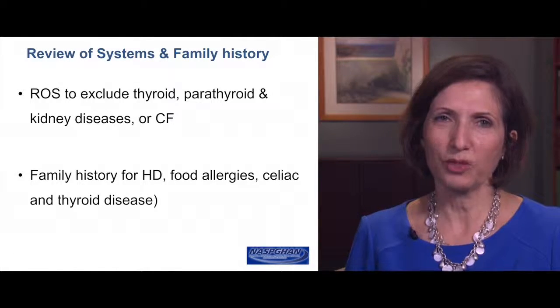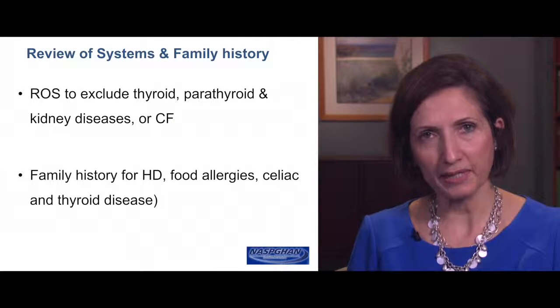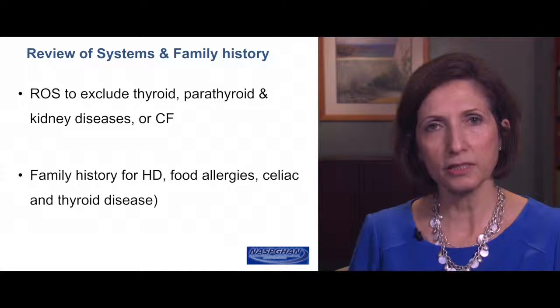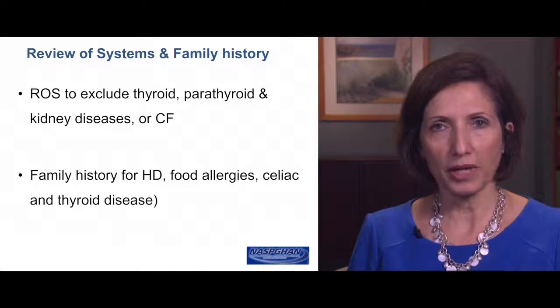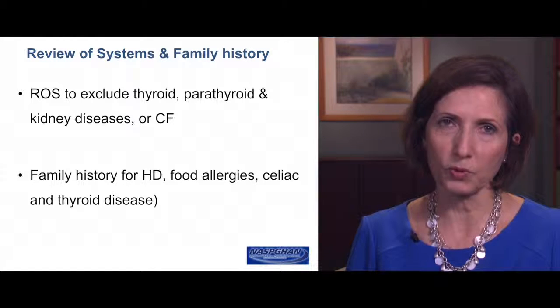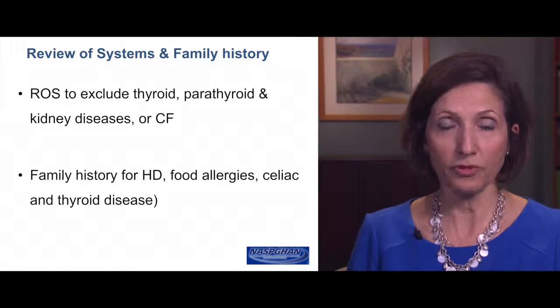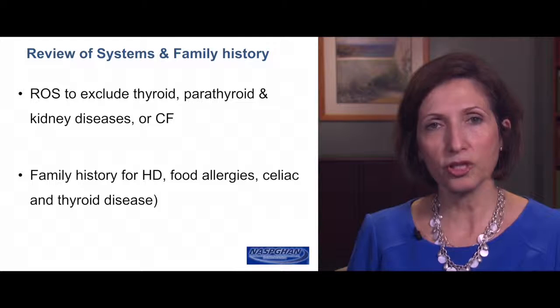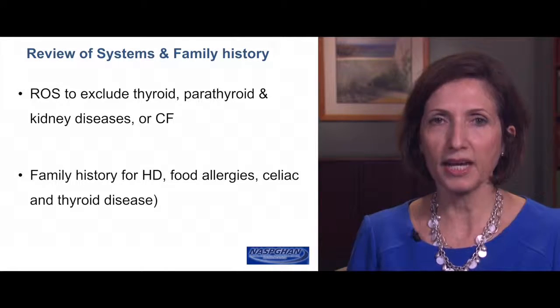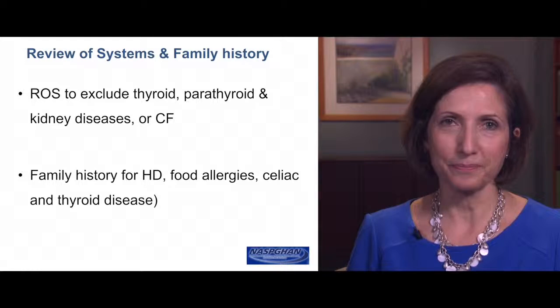In the history also, we check the review of systems and we check the family history. In the review of systems, we have to ask about the possibility of thyroid disease, parathyroid, keep in mind kidney disease, and cystic fibrosis. Family history is very relevant if it is positive for Hirschsprung disease, celiac disease, food allergy, and thyroid dysfunction.